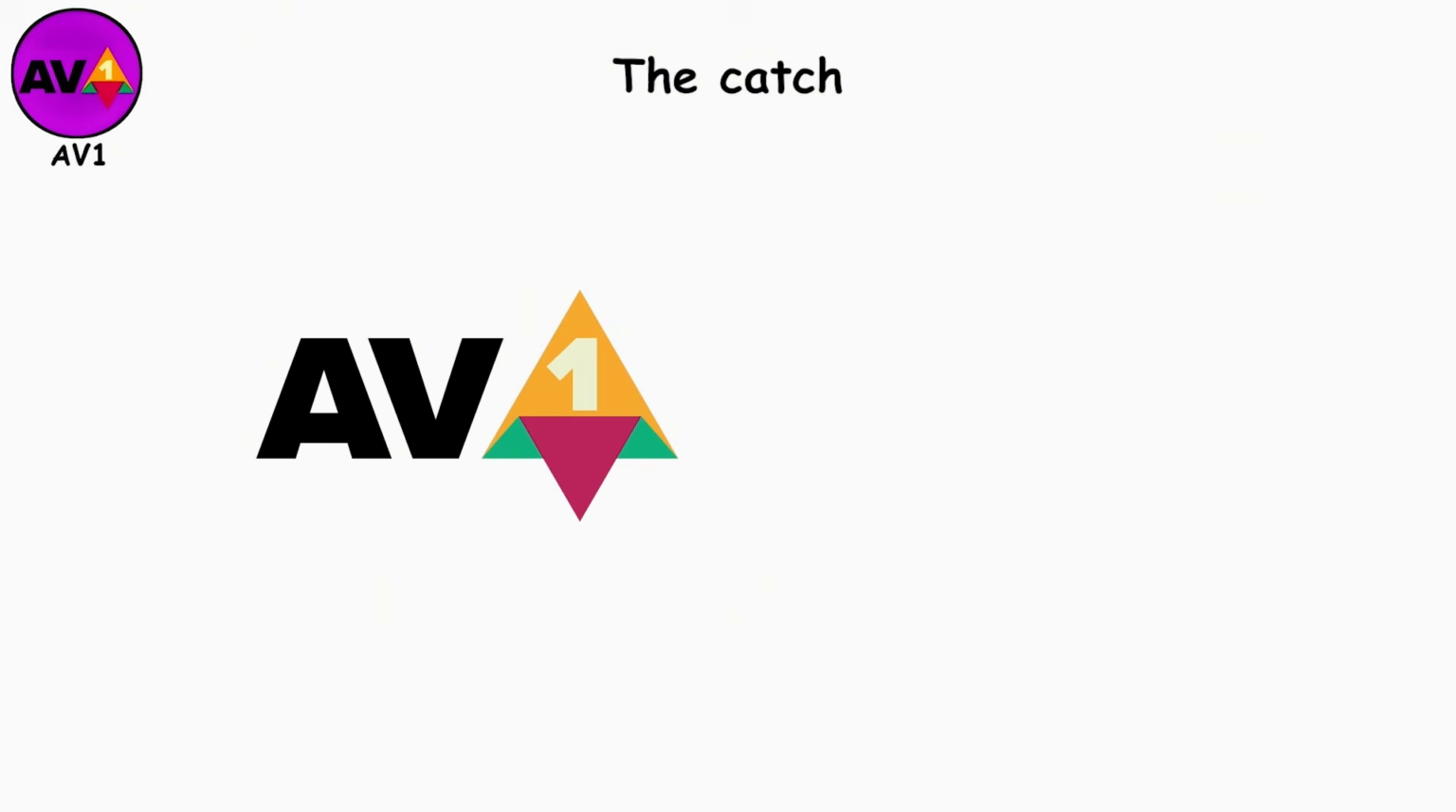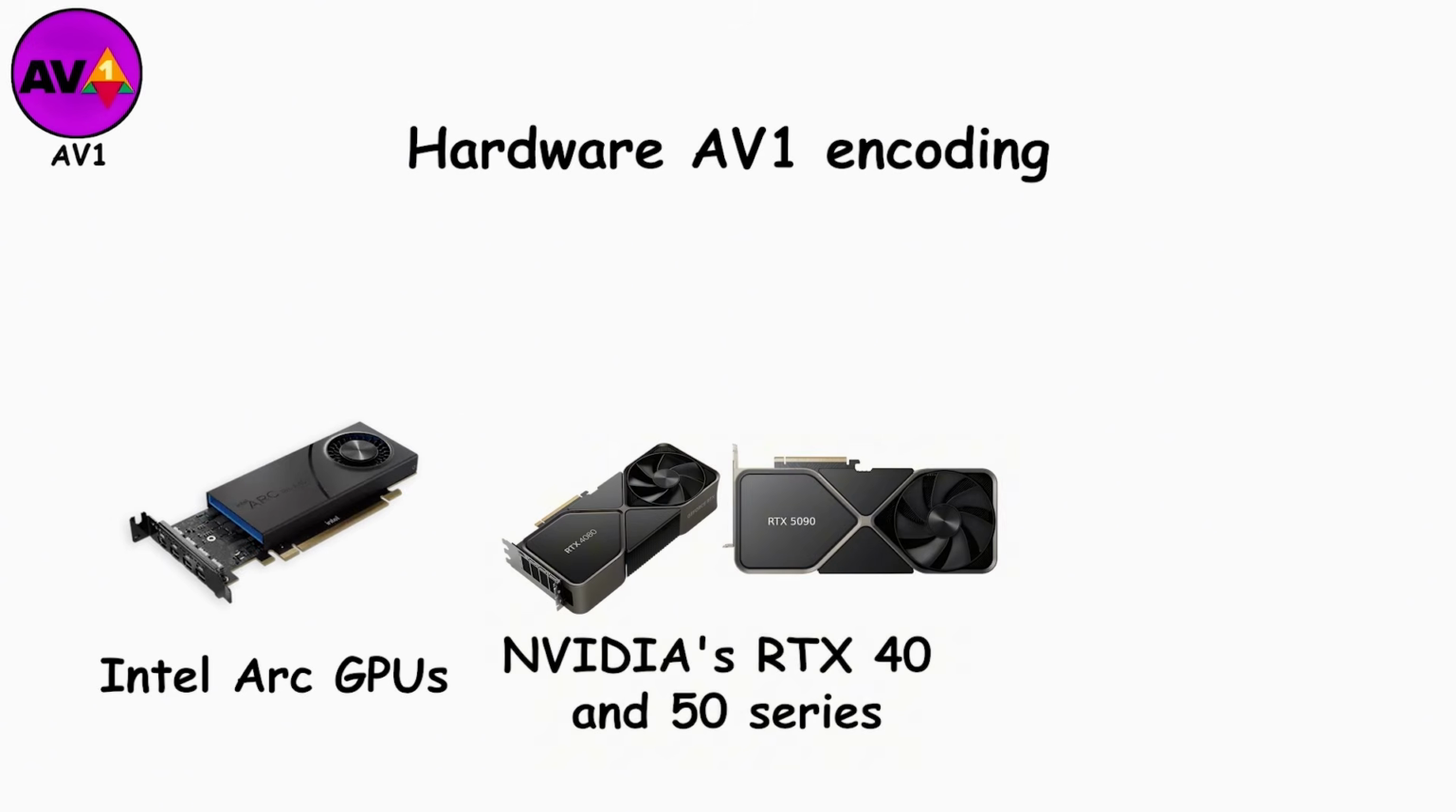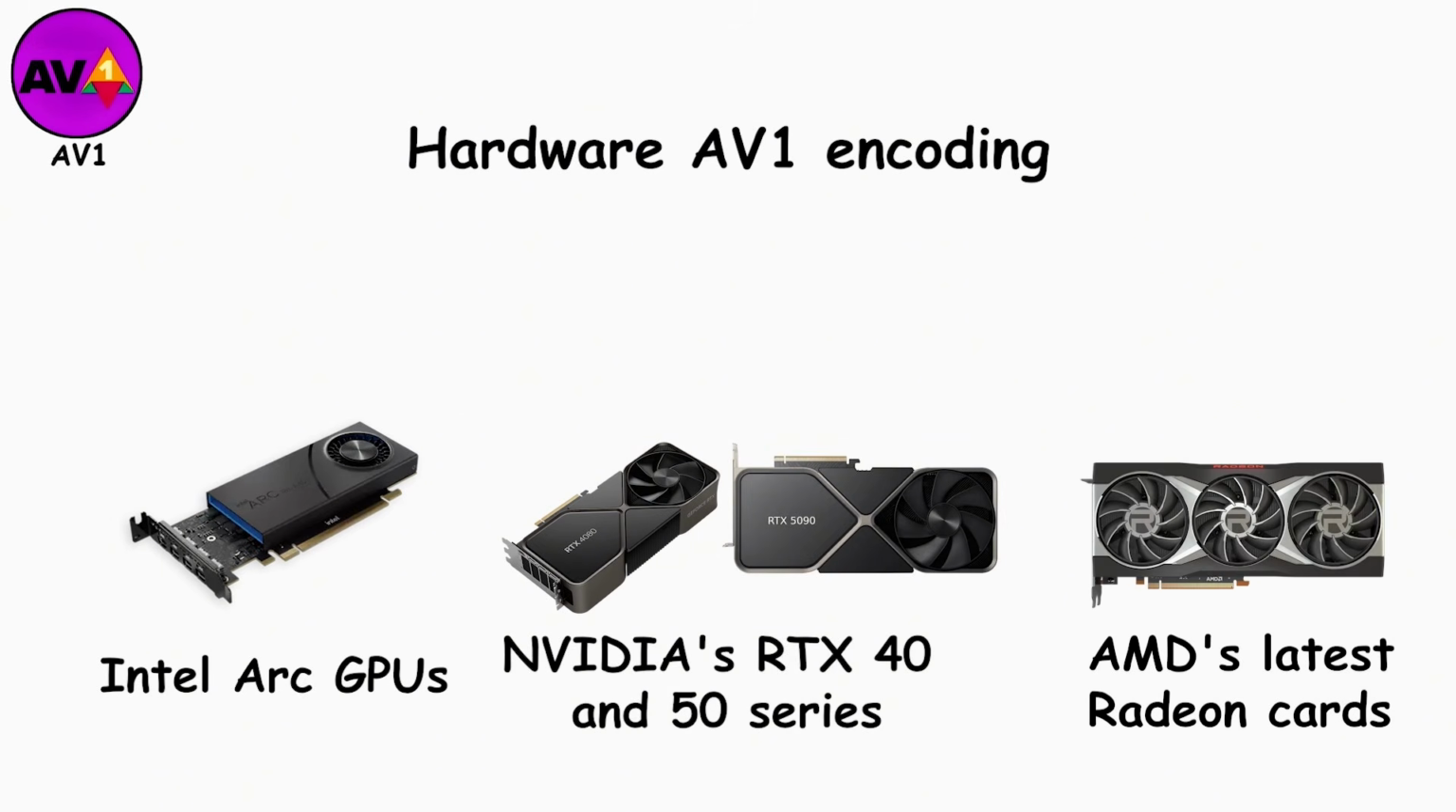The catch? AV1 is computationally heavy. Encoding takes longer, and hardware support is still rolling out, so not every device can play AV1 videos natively yet. The good news is hardware AV1 encoding is now available on Intel Arc GPUs, NVIDIA's RTX 40 and 50 series, and AMD's latest Radeon cards.